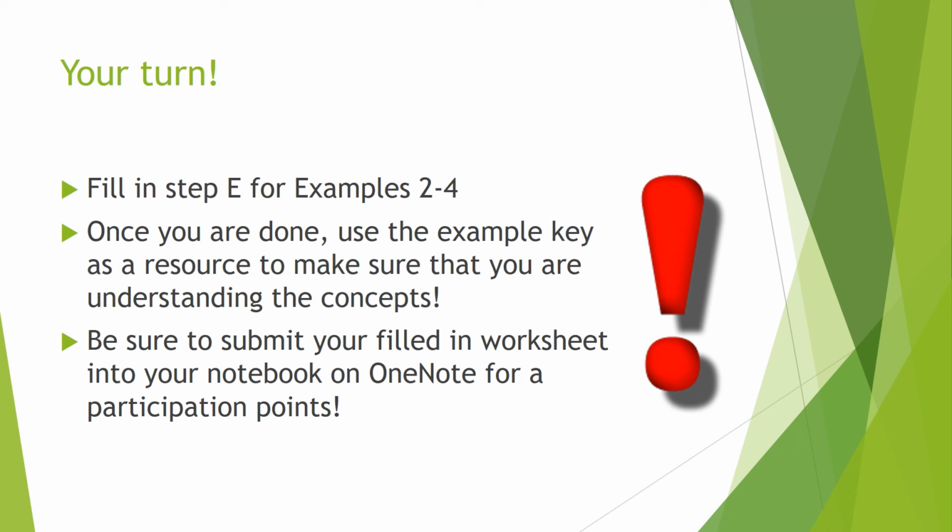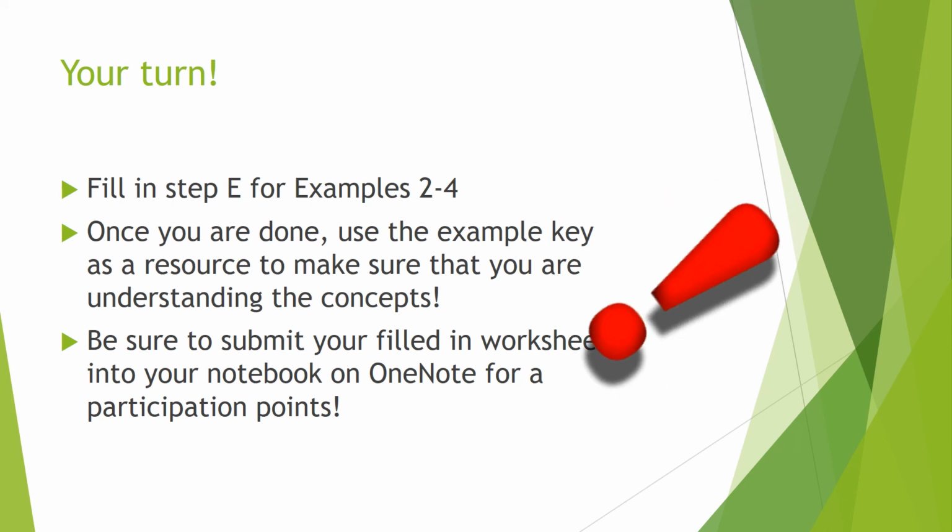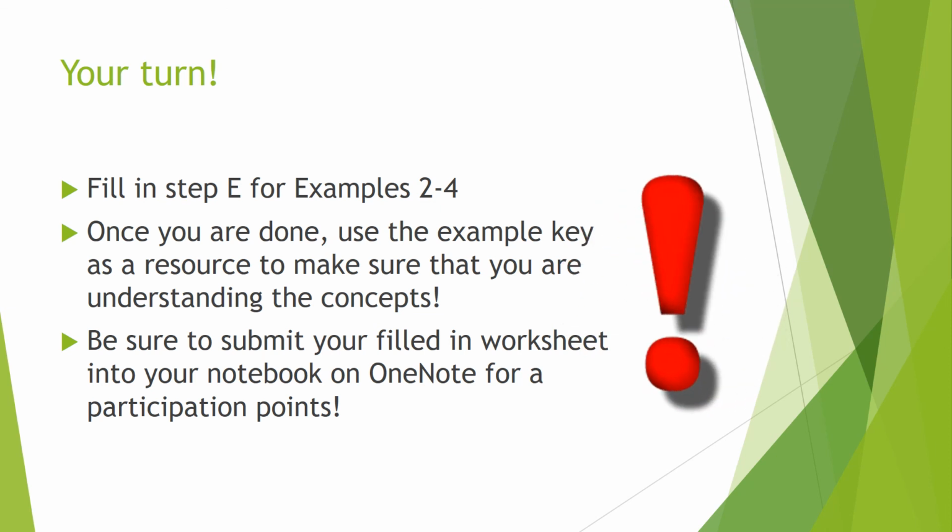Alright, now it is your turn to finish your problem. We are officially on our very last step on finishing how to fill out and read a Punnett square. So complete step E on examples 2 through 4 by finding the genotype and the phenotype probabilities.